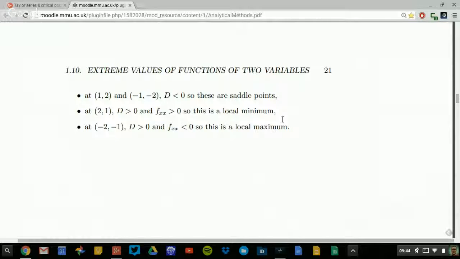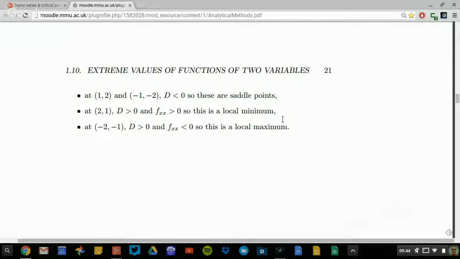The points 1, 2, and minus 1, minus 2 both give negative Hessian determinant, so those are going to be saddle points. The other ones give positive Hessian determinant, but when you check the second-order f derivative, you get a negative value for one and a positive value for the other. So one of them is a local minimum, and the other one is a local maximum.